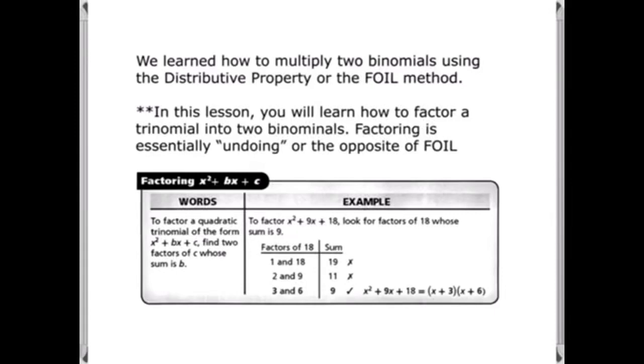The multiplication done through FOIL. In order to factor a trinomial, you're going to essentially look for the factors of your C term that add up to be your B coefficient. All right, so we're looking for the factors of the last term that add up to be the middle term.